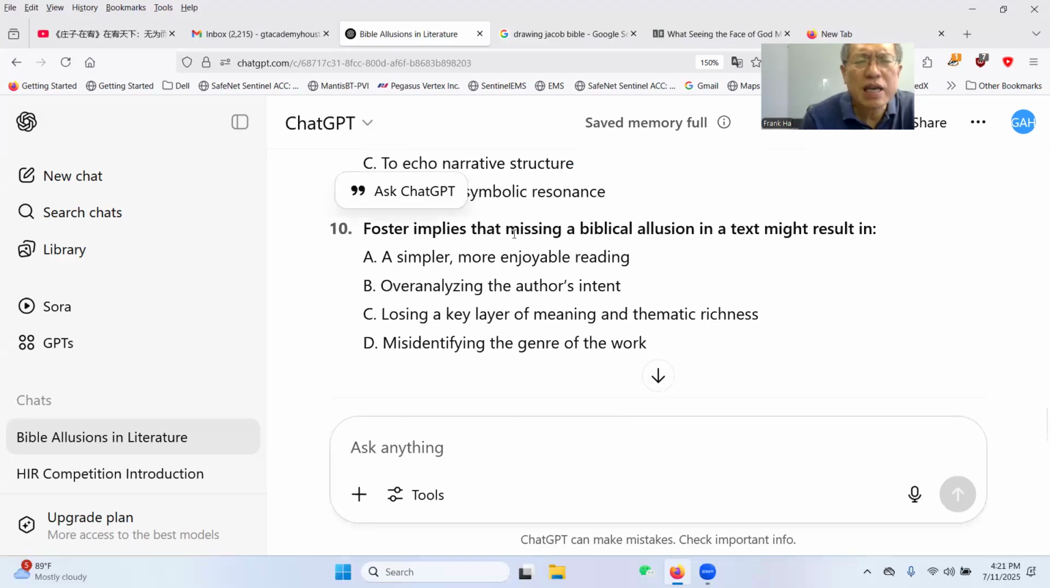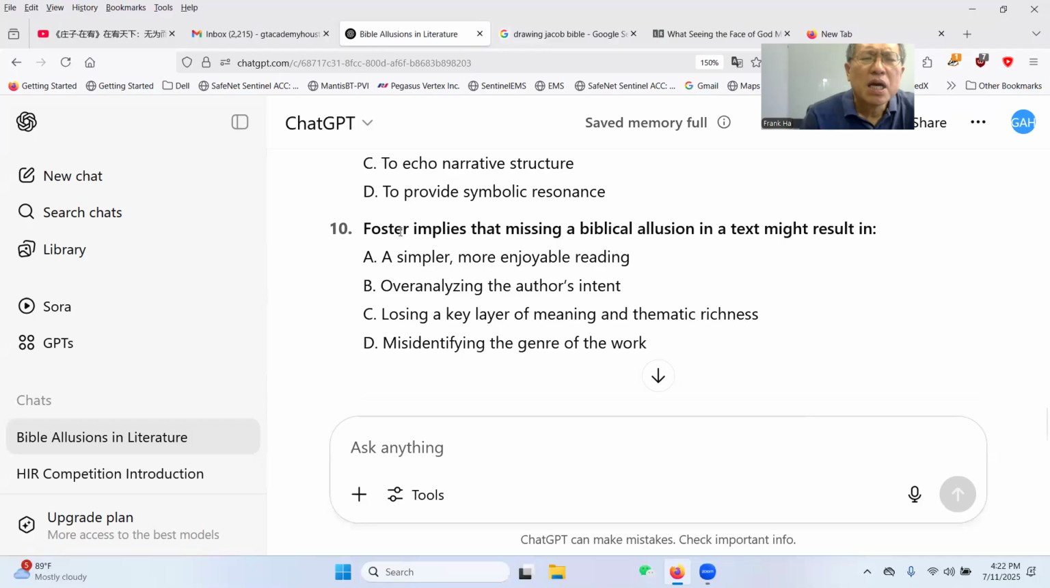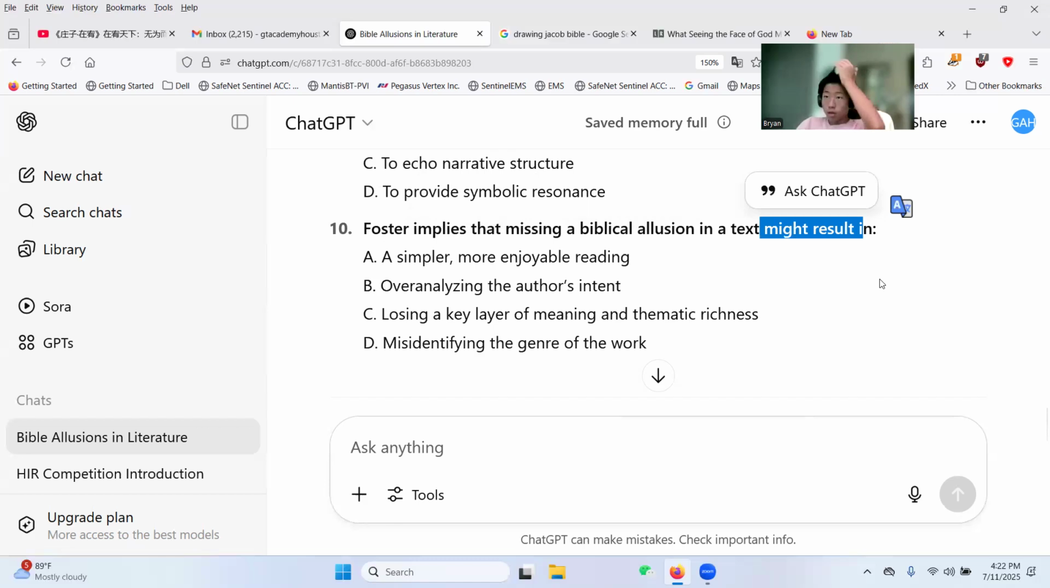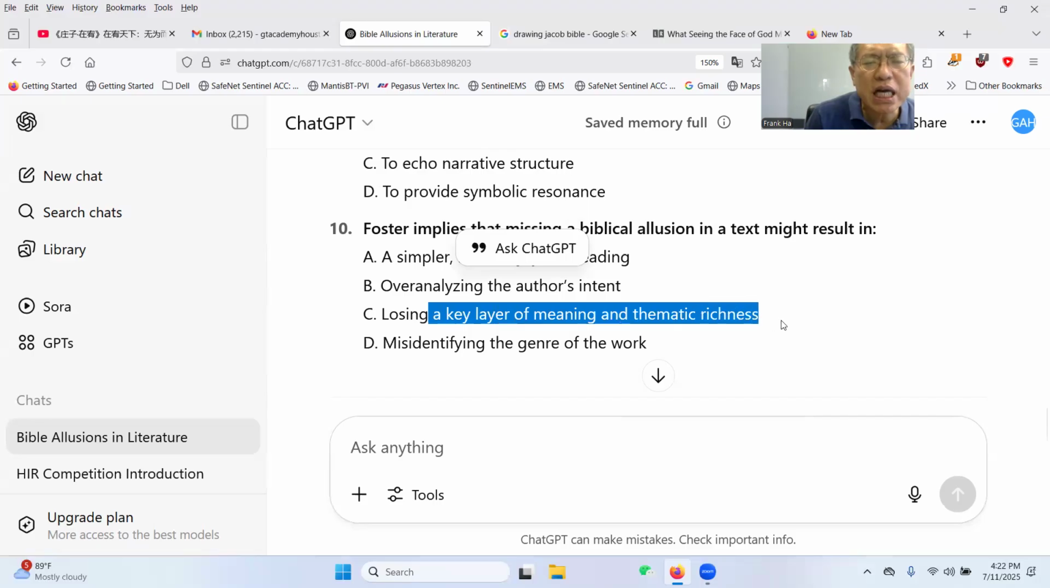Ten. Imply the missing biblical allusion in the text might result in... If you have a biblical allusion in the text and you forgot it, you didn't catch it, you still understand the book, but it might result in what? C or B. A is wrong, B definitely wrong. Losing a key layer of meaning or semantic richness. Definitely C. Yeah, C.